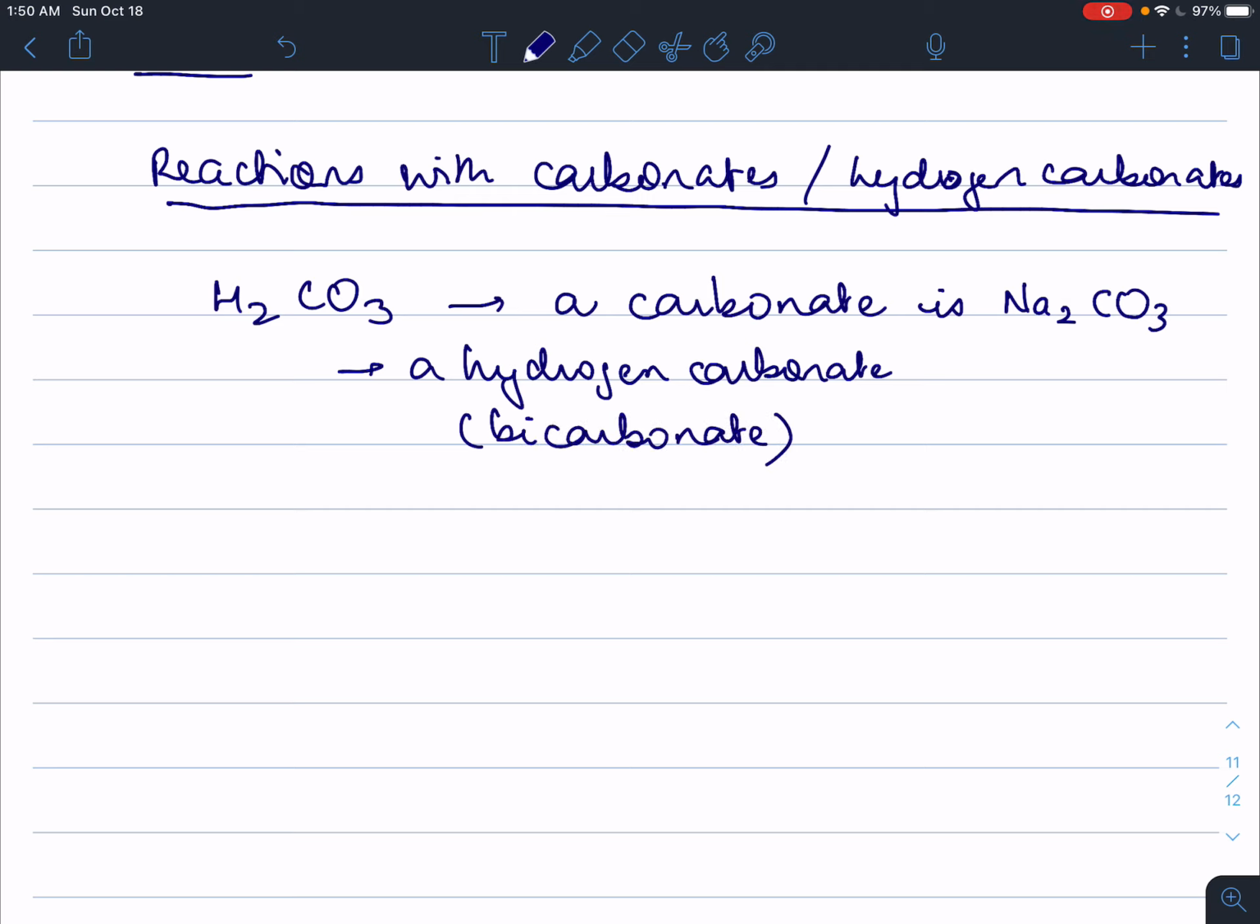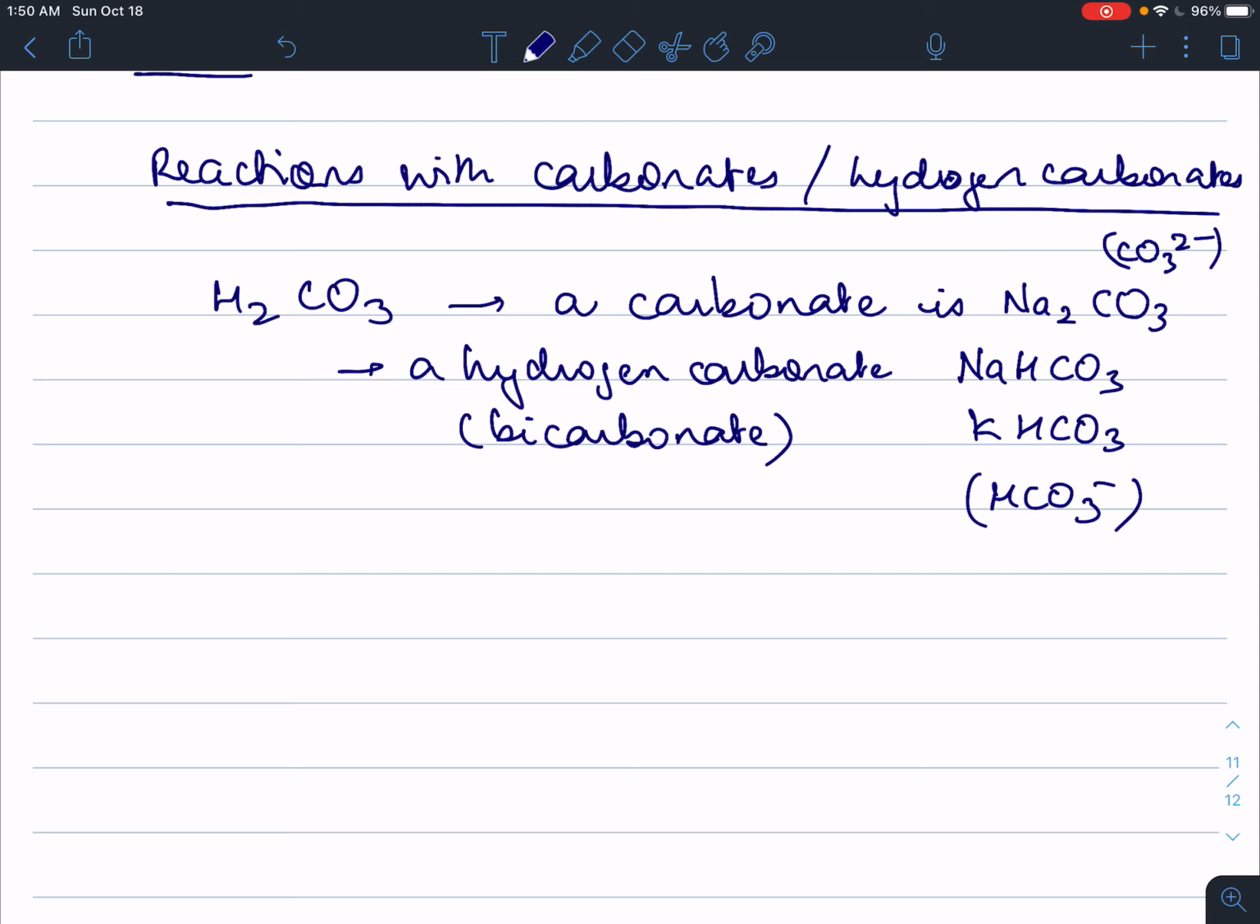is a sodium salt that is not completely neutralized. So it will be like NaHCO3 or KHCO3. So the presence of this hydrogen, this ion is HCO3-. This is a CO3 2- ion. All right, just so that you know.